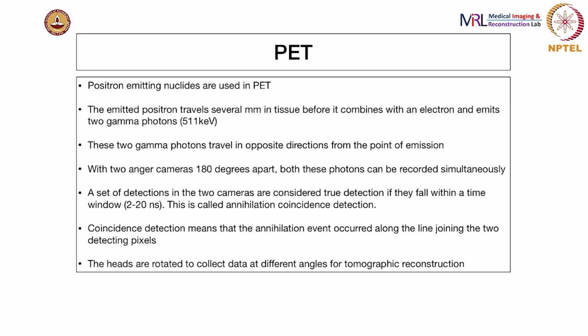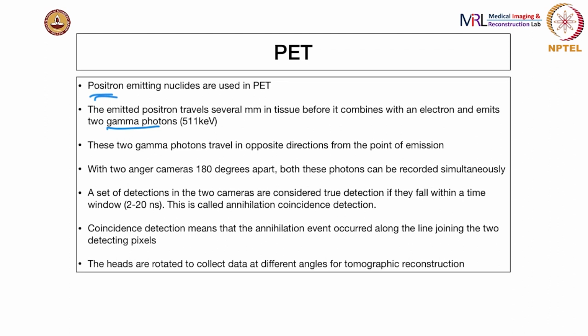PET is another radionuclide imaging modality, and positron emitters are used in PET, right? We saw that. What happens in positron emission is that the emitted positron combines with an electron. Let's say it travels maybe a couple of millimeters in tissue before it is annihilated by an electron, and that annihilation results in the emission of two gamma photons, 511 keV, and these gamma photons travel in opposite directions from the point of emission. So with two cameras which are 180 degrees apart, both these photons can be measured simultaneously, can be recorded simultaneously.